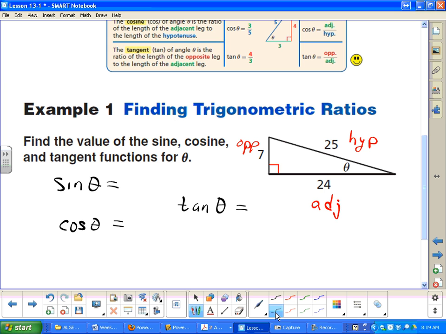So in this case, sine is opposite over hypotenuse, so that would be 7 over 25. Like I said, we just write it as a fraction and leave it that way. Cosine is adjacent over hypotenuse, so that would be 24 over 25. And tangent is opposite over adjacent, which is 7 over 24.